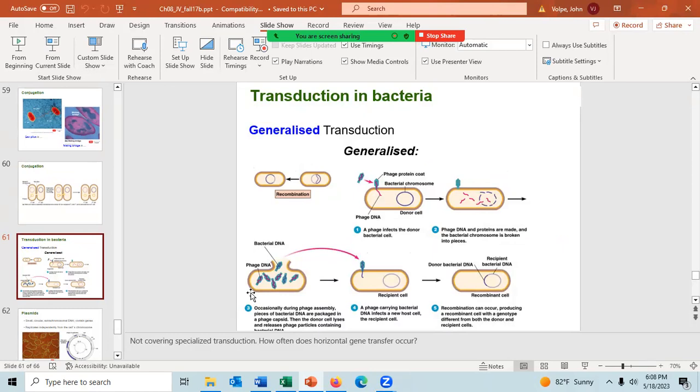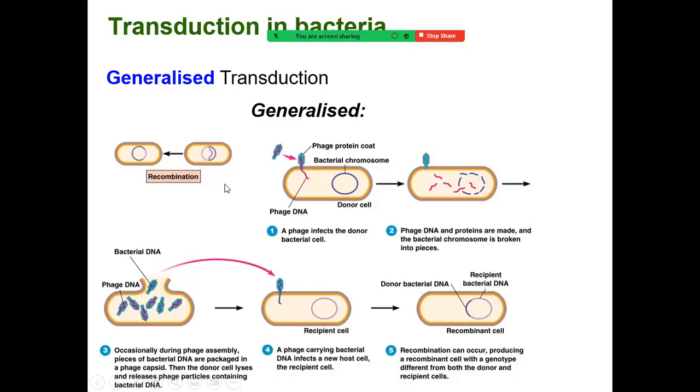All right. Transduction is the third way that horizontal gene transfer can happen in bacteria. Transduction requires the use of a virus. And we haven't talked about viruses yet, so let me give you an introduction. When a virus infects a bacteria cell, it will inject its DNA into the bacteria.